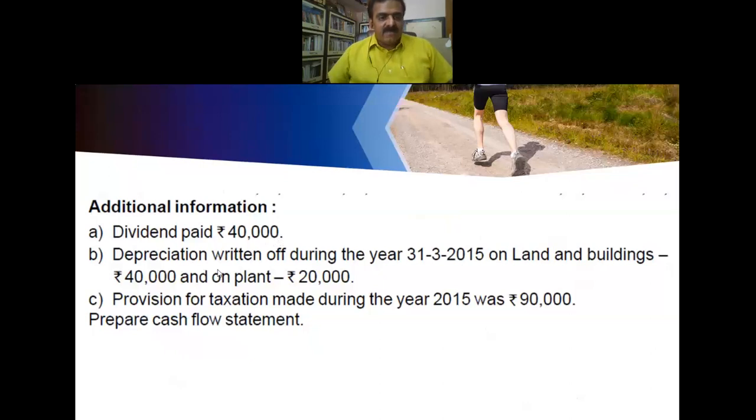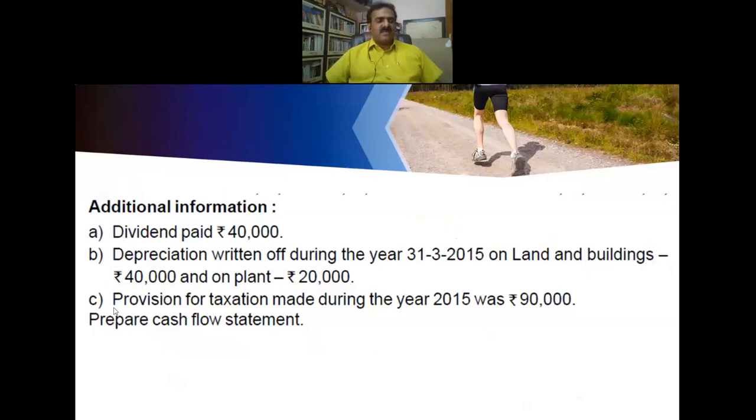And depreciation written off during the year ended 31st March 2015 on land and buildings is 40,000, and on plant 20,000. So you need to prepare the land and buildings account separately and the plant account separately, transfer this depreciation to the respective ledger accounts, then close the account and find out the balancing figure. That balancing figure may be a purchase or a sale.